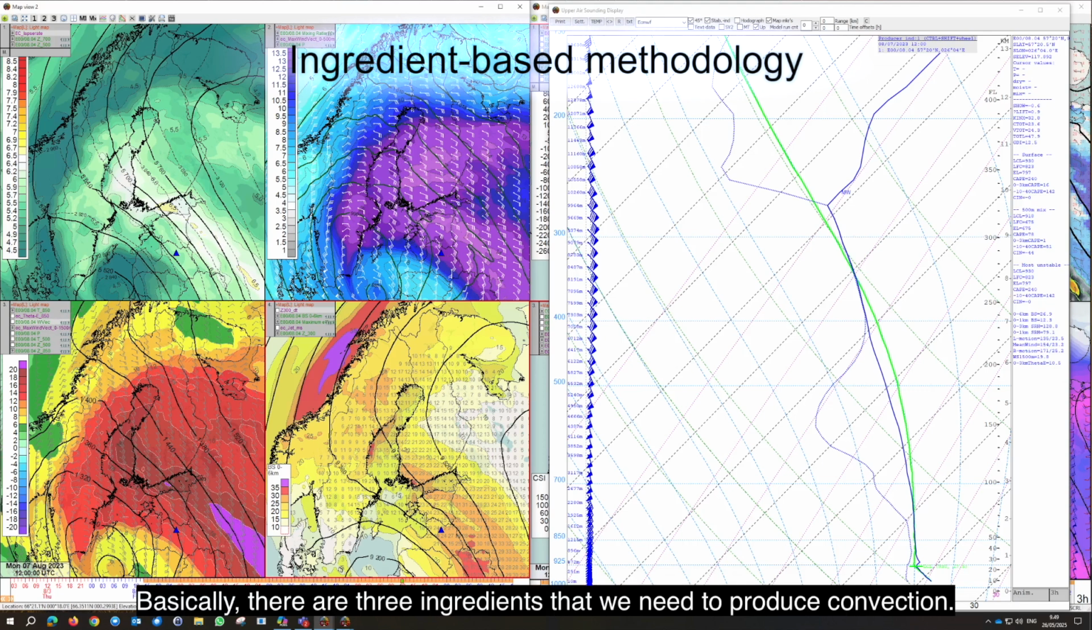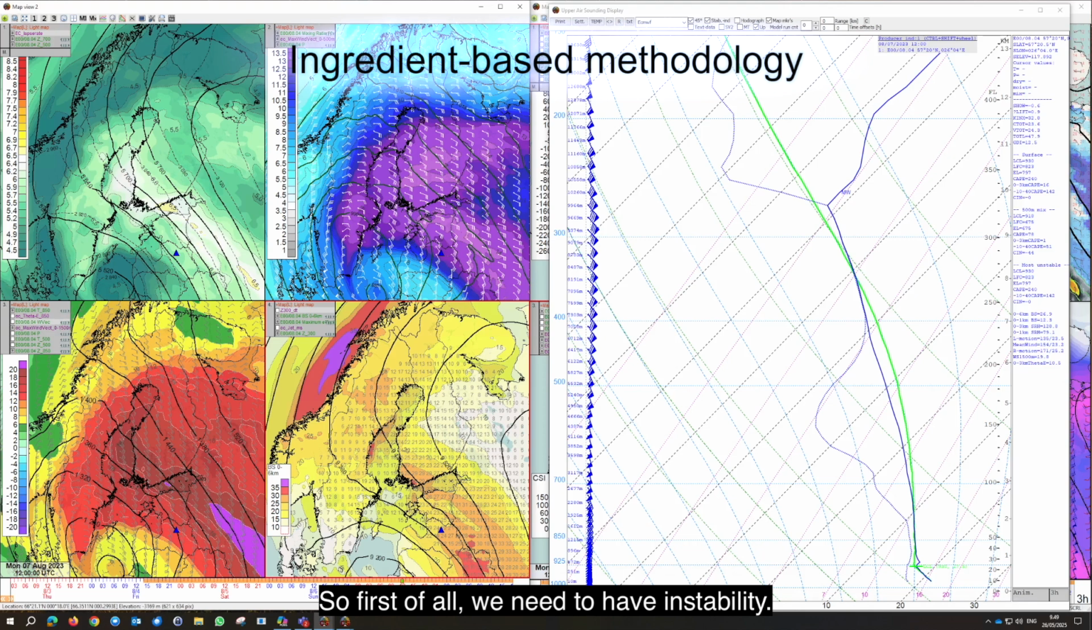Basically, there are 3 ingredients that we need to produce convection. So first of all, we need to have instability. And in my view macro, the instability is noted as a lapse rate. So this green over here. Then we need to have moisture, especially on the lower levels. And here I have the lowest 500 meters mixing ratio.